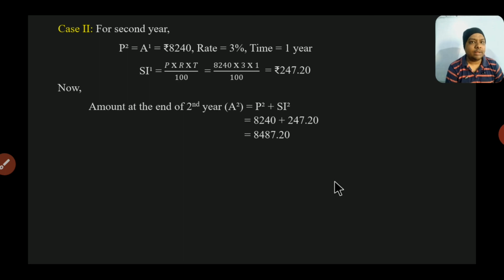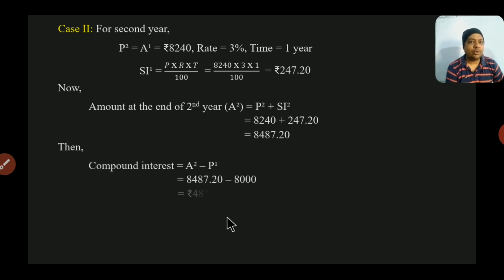So we have to find compound interest. So we have to subtract this amount from the first principal. So it will be 487.20. And that will be the compound interest here. Okay. I hope that you all have understood.